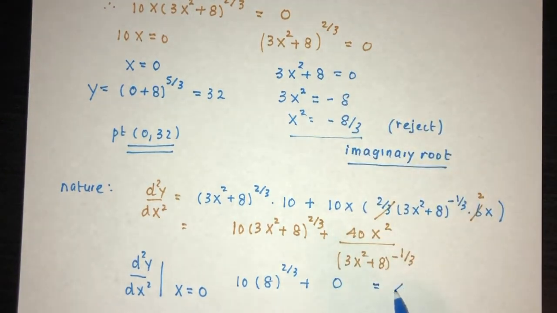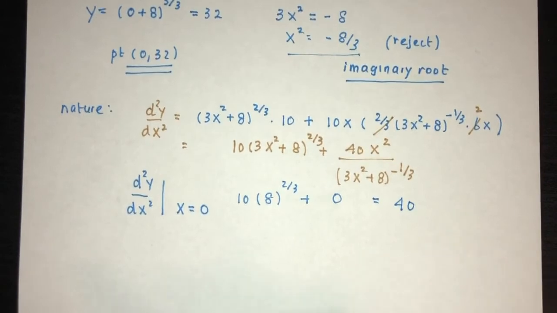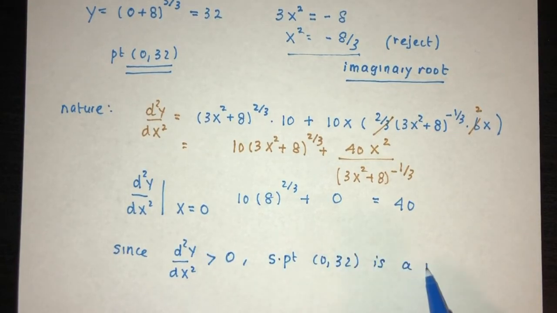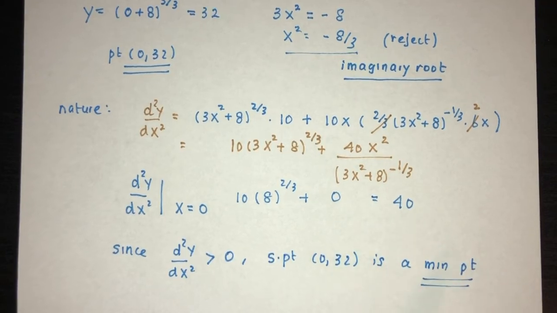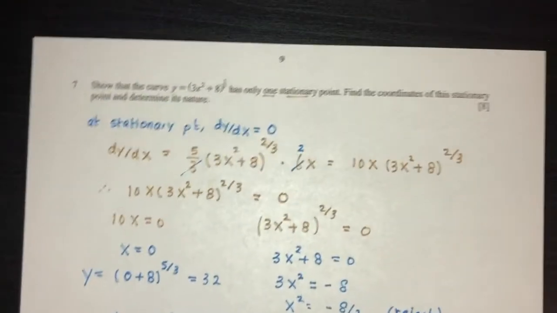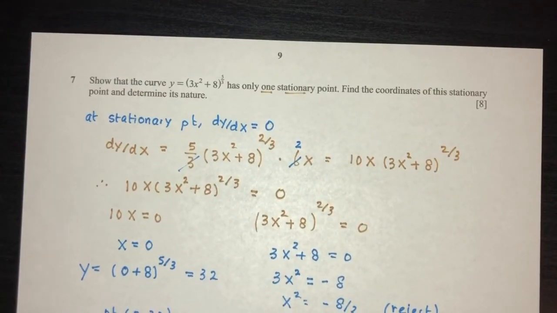So your answer here is 40, and you will write, since d2y by dx2 is more than 0, stationary point (0, 32) is a minimum point. Okay, that will be the conclusion, because this is a positive number. Okay, and that will be your question number 7.